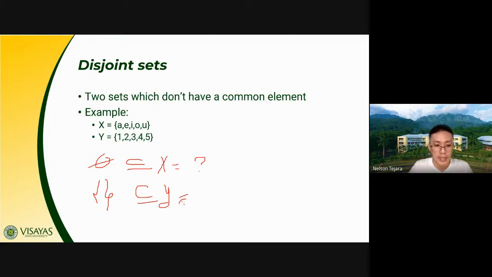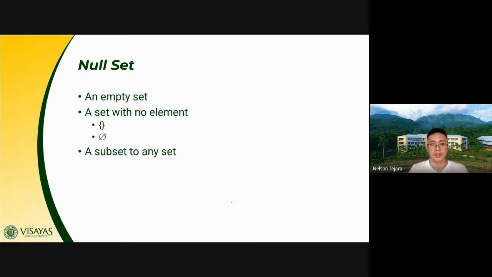Now, one characteristic, class, of a null set or an empty set is that it is a subset of any set. So meaning to say, the empty set is a subset of X. This is true, and the same is true with this statement, because a null set is always a subset of any set. Check it here. A null set is always a subset of any set, which makes the statement earlier true. And at the same time, we have to remember, class, that a null set is also a subset of itself.